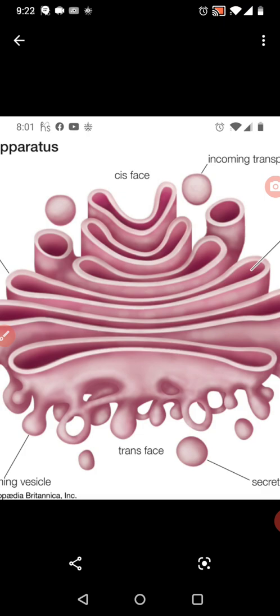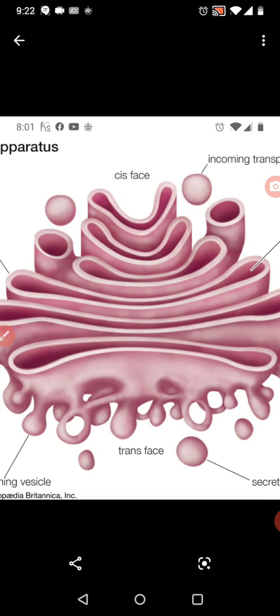These cisternae are arranged in a stack. The Golgi apparatus is present in the animal cell, and in the plant cell also, but in the animal cell it is present near the nucleus. Now there are two phases of the Golgi apparatus. One is the cis phase, the second is the trans phase. The cis phase means towards the nucleus, the trans phase means towards the plasma membrane.